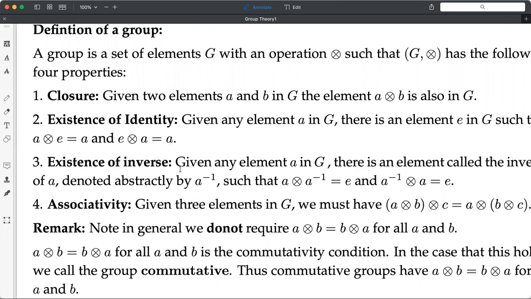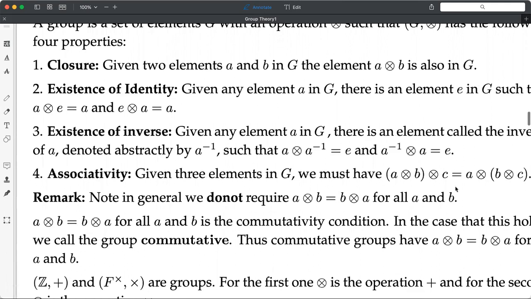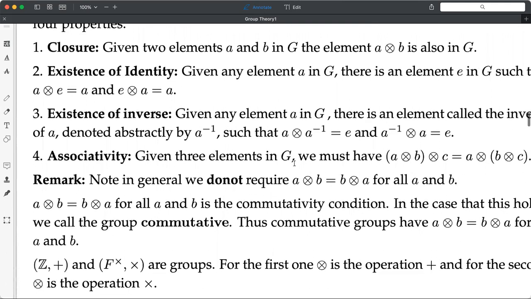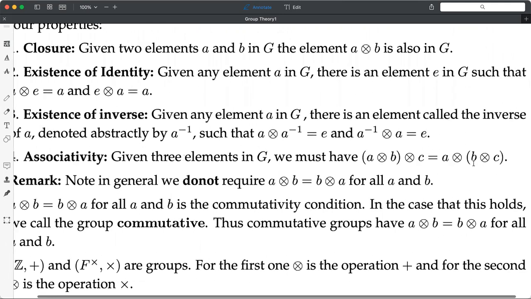Existence of inverse: given any element A in G, there is an element called the inverse of A, denoted abstractly by A to the minus 1, such that A circle A inverse is E and A inverse circle A is E. Associativity: given three elements A, B, C in G, we must have (A circle B) circle C is the same as A circle (B circle C).